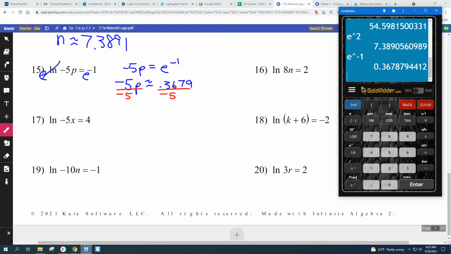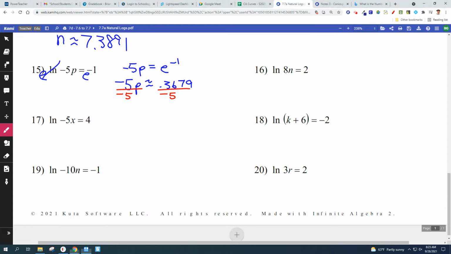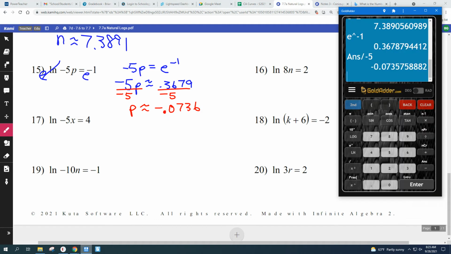So remember how that answer button works. I'm not going to type in that whole number divided by -5. I'm just going to type in divide. If I hit the divide, it's going to pull up my answer. Okay, so just take that answer and divide by -5. That way I don't have to worry about rounding off until the very end. Negative 0.0736. P equals negative 0.0736. Is that what it said? Yeah.